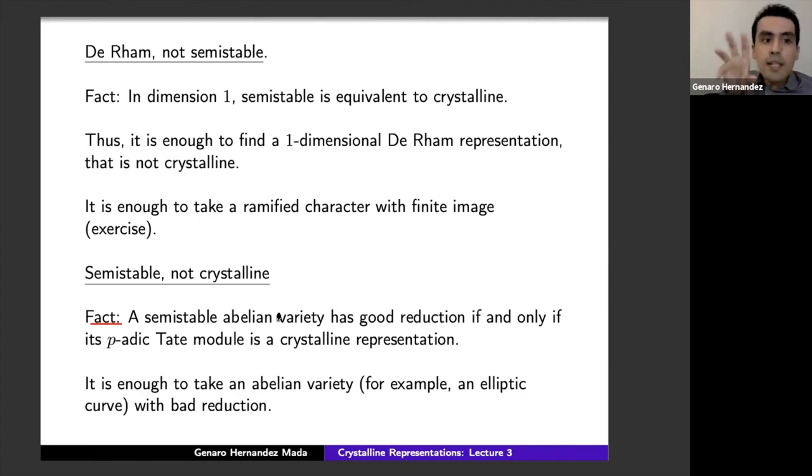So basically what we are saying is that we have a good reduction criterion, right, for abelian varieties in terms of its p-adic Tate module. Being crystalline or not means having good reduction or not for abelian varieties. So the question is, can we get some criteria similar to this one for other kinds of varieties?